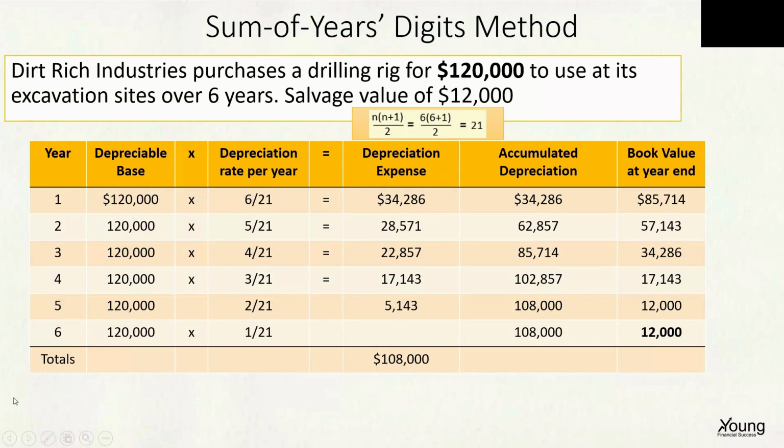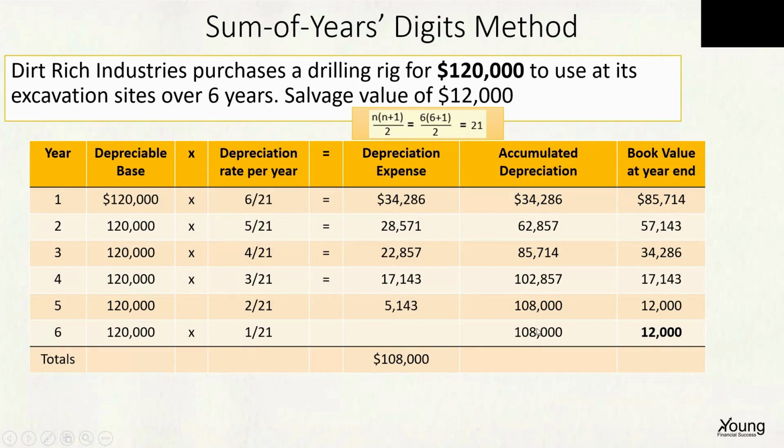And then you see here in this column, depreciation rate per year, we're taking for the first year 6 out of 21, that amount we came up with here. And that's what we're doing. We're taking the whole 120 times 6 divided by 21 gives us our depreciation expense. Then we keep that full 120. This time we multiply it times, there's only 5 years left now, 5 out of 21. And we do that each year until it gets to the end.